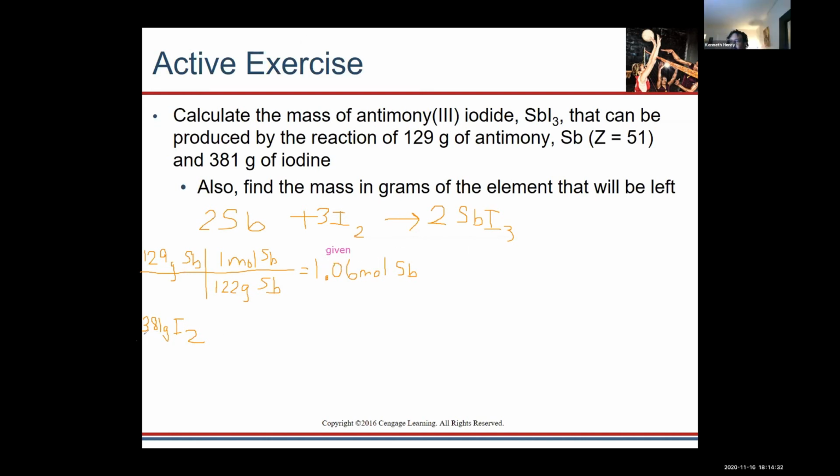Okay, now what about the iodine? What's the molar mass of iodine? 127. But isn't it I2? 127 times 2. Okay, 254 grams of I2. 1.5. 3 sig figs, so 1.50. Yes.